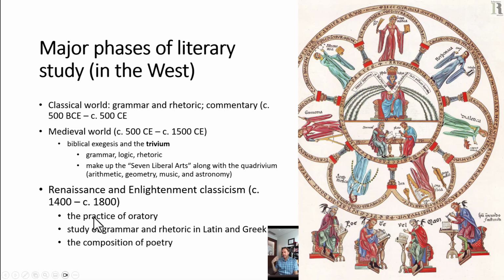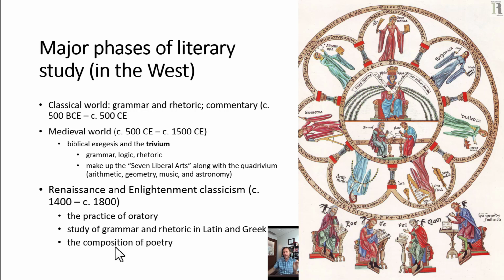And there was this sort of sense of recovering a lost legacy of the ancient world, which is kind of true and kind of not, but they did study grammar and rhetoric in Latin and Greek, along different lines than they did in the Middle Ages. And the composition of poetry continues from the Middle Ages and through the 18th century to be an important part of literary learning. You learn to appreciate great poets by writing poetry in imitation of them.